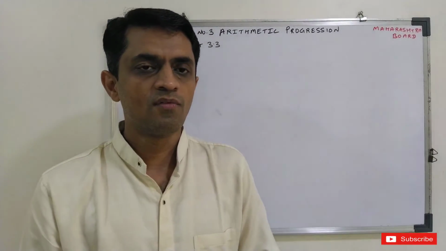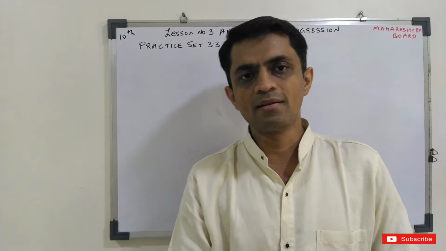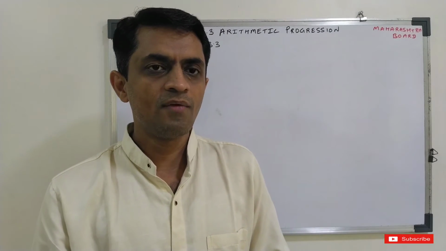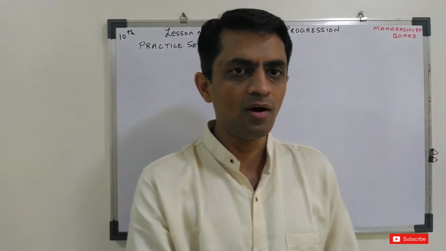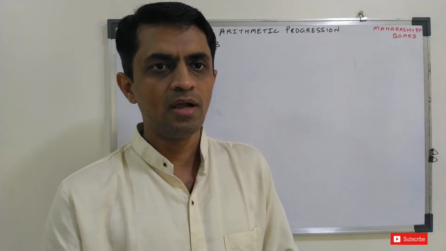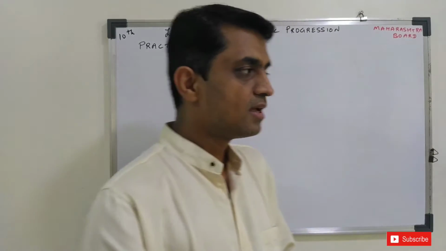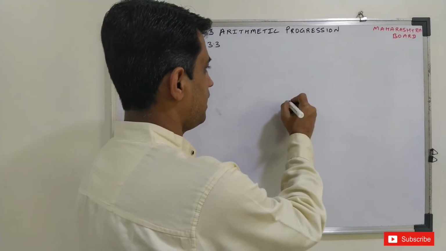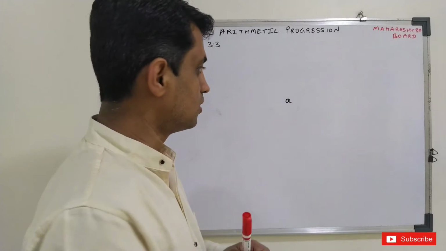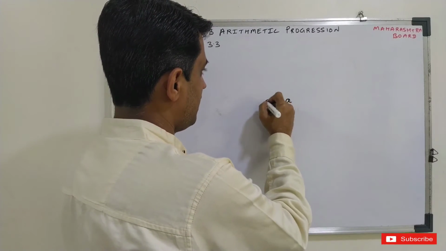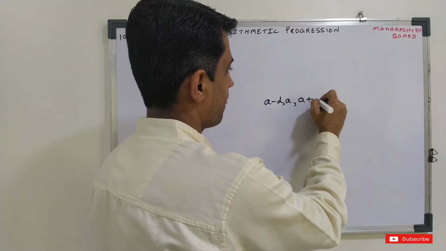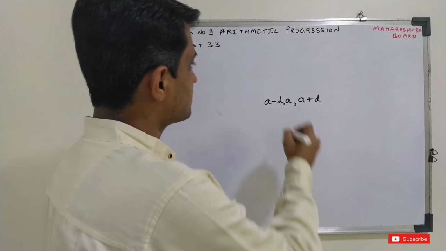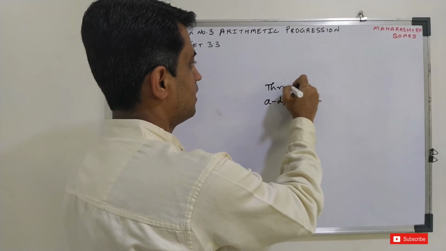Yes students, for the 7th sum, there are 3 terms missing there. Now when 3 consecutive terms of the AP are missing, how to solve that sum? It can be 3, 4, 5, or any number of terms can be missing. In that case, we assume that the middle term be a. The previous would be a minus d and the next would be a plus d. These are the 3 terms, all in AP.